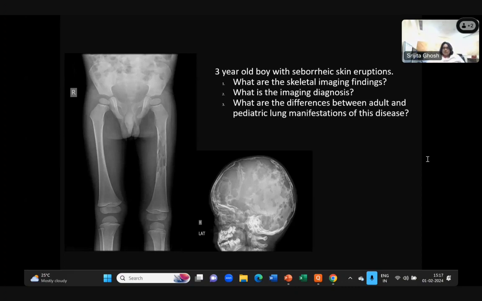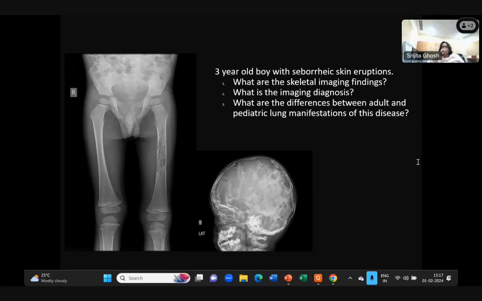Geographic lytic lesions in skull and LCH, Rushoti has written, or Langer says, please don't use short terms. You'll get enough time. Please don't use short terms. Now let me see who can write this. Everyone has got the first one for second.